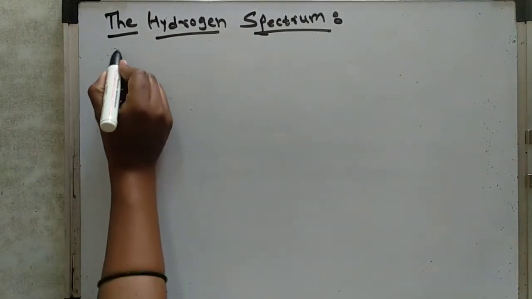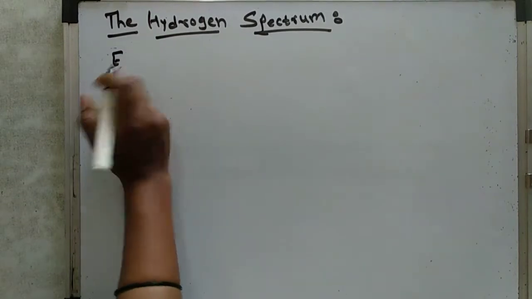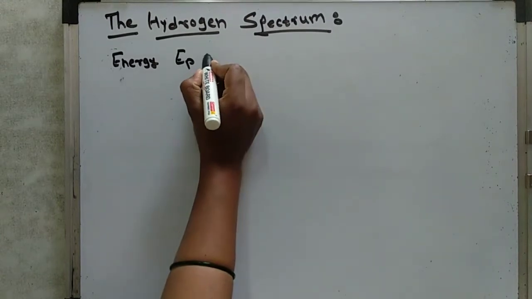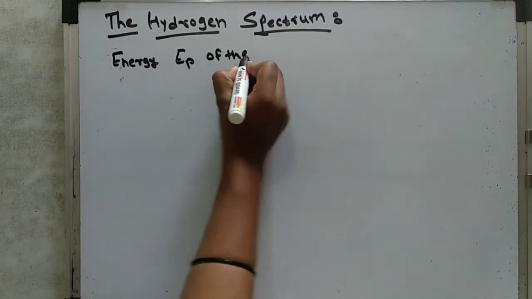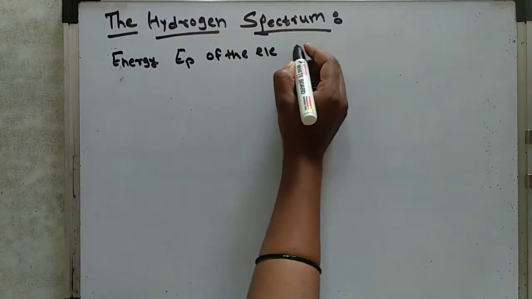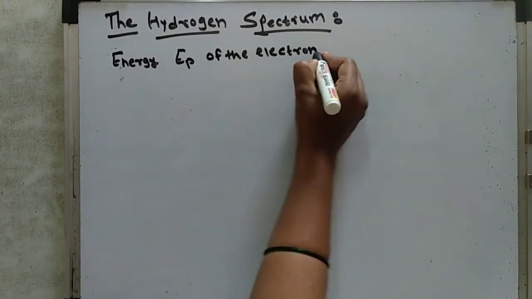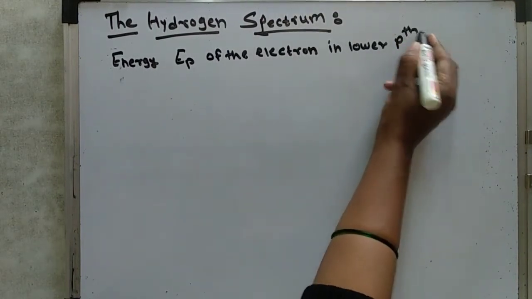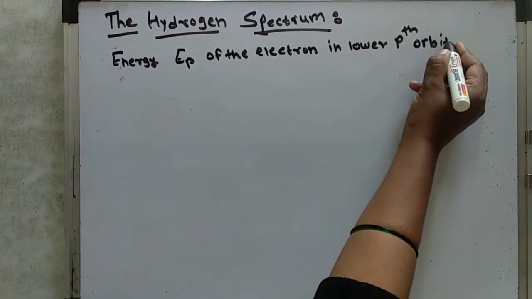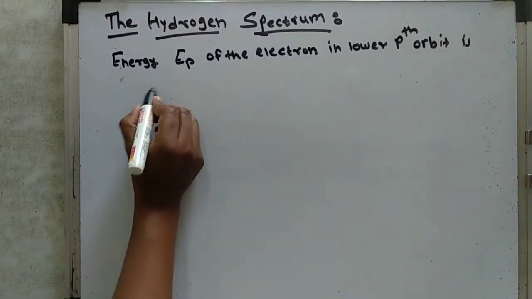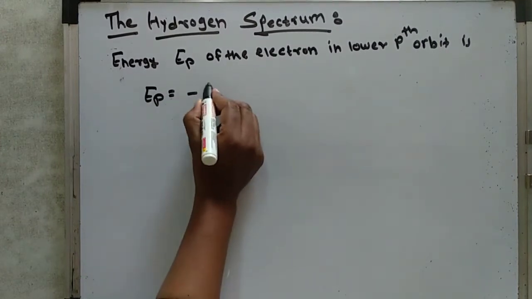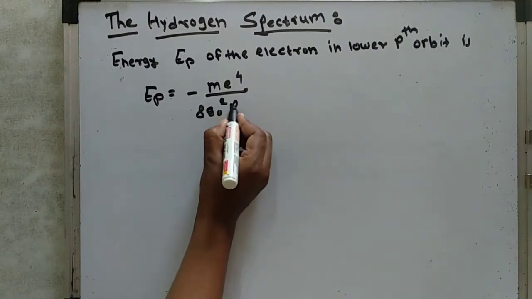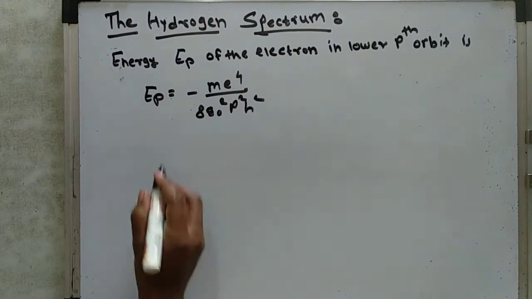Energy Ep of the electron in lower p-th orbit is Ep equals minus me raised to 4 upon 8 epsilon naught square p square h square.